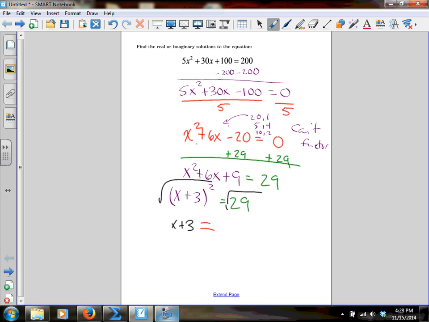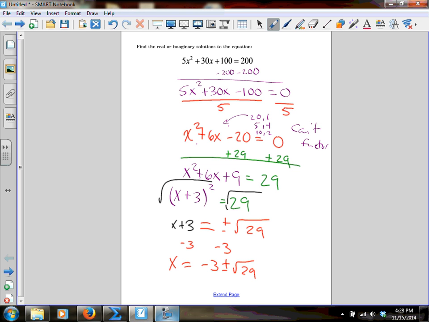X plus 3 equals plus or minus the square root of 29. Now 29 does not simplify as a square root, so subtracting 3 from both sides, I would get x equals negative 3 plus or minus the square root of 29.